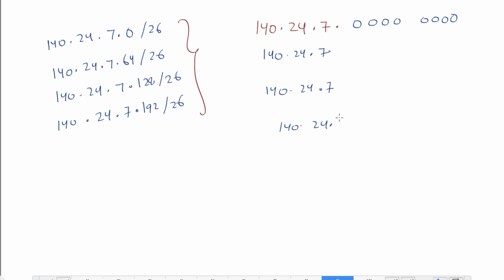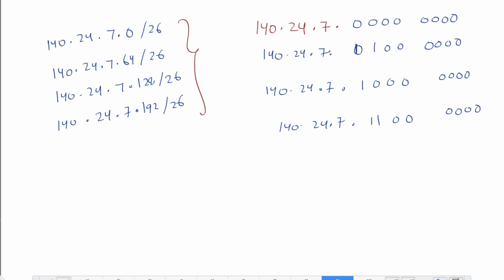Now let me write that in binary. I'm not going to write 140 and 24 because anyway these are common. I just want to check what else is common after it. So let me write 140.24.7, 140.24.7, then 140.24.7, then 140.24.7. And now you have 64, which means 0 1 0 0 0 0 0 0, and here you have 128, which means this. Then you have 192, which means 128 plus 64, which means this.